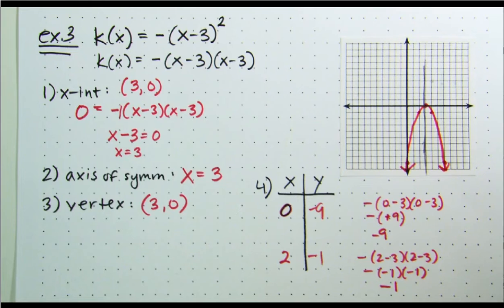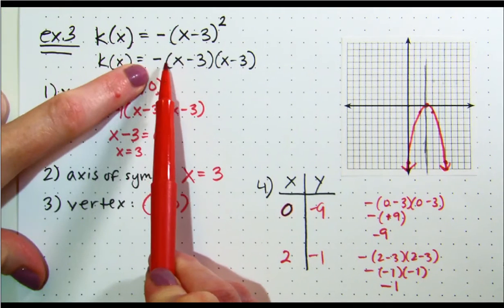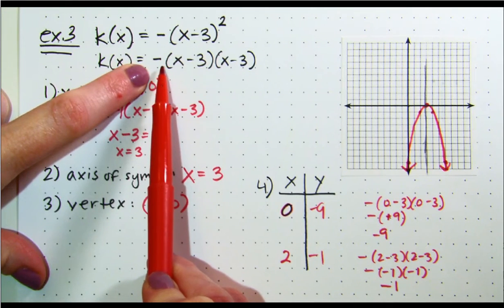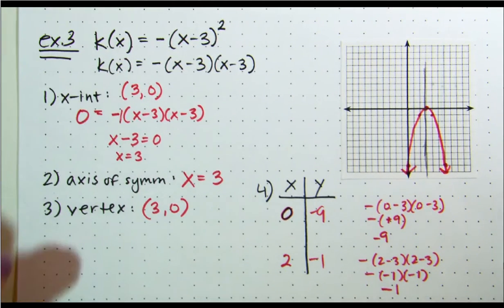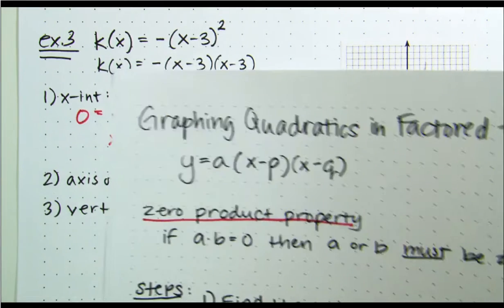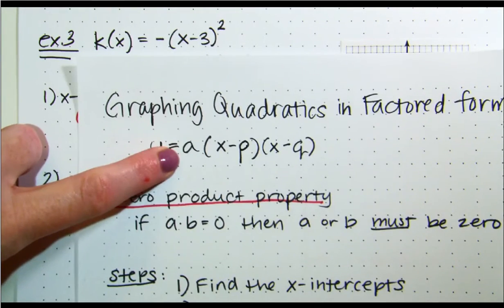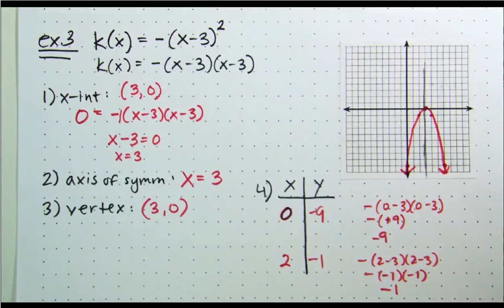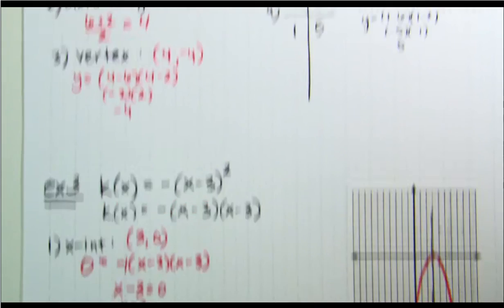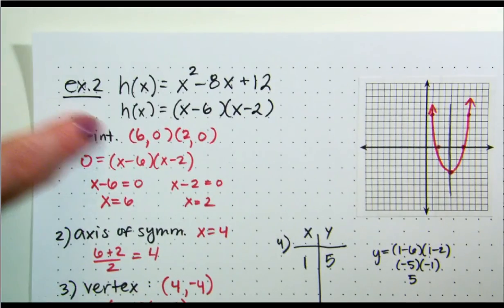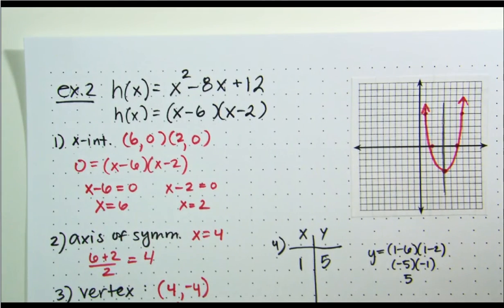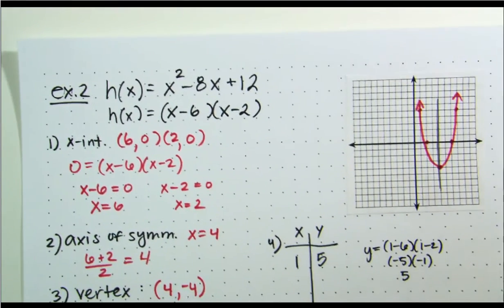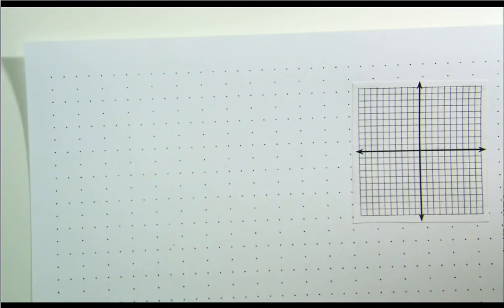A couple things to notice. In front here, I had a negative 1. My parabola points down. Okay, that's the A. At the beginning of our notes, we had the A out here, right? So that's something to think about. Up in example 2, my A would have been a 1, opens up. So there are still some similarities from what we did in the last lessons as well. All right, so let's do one more example.